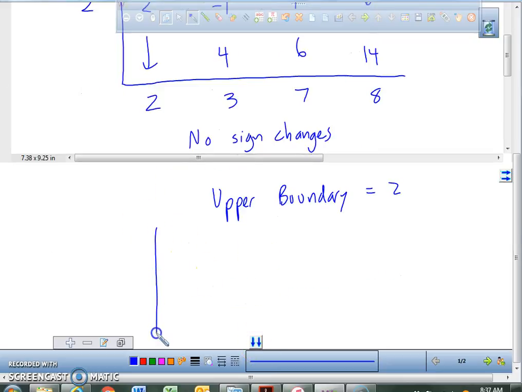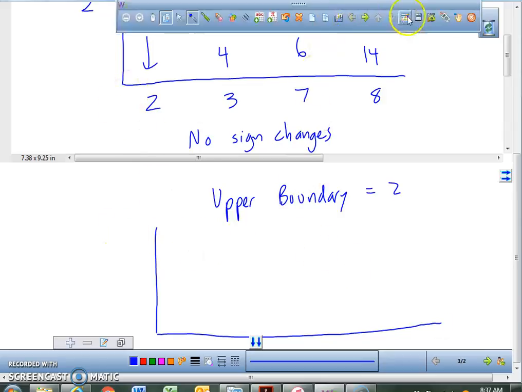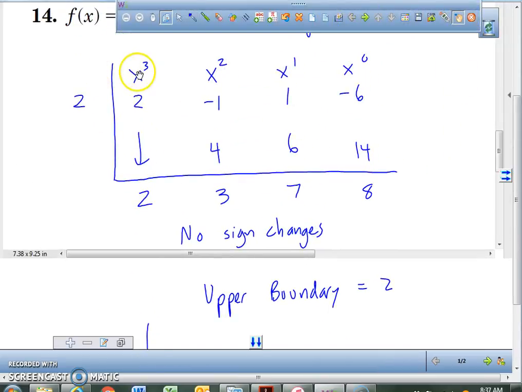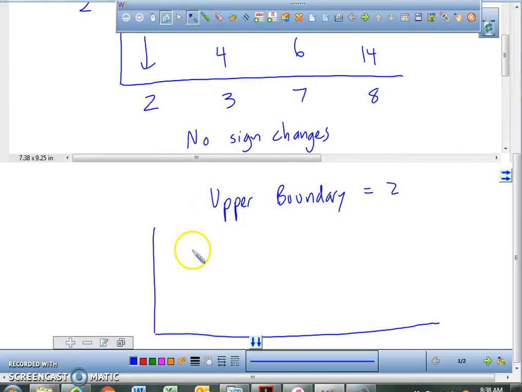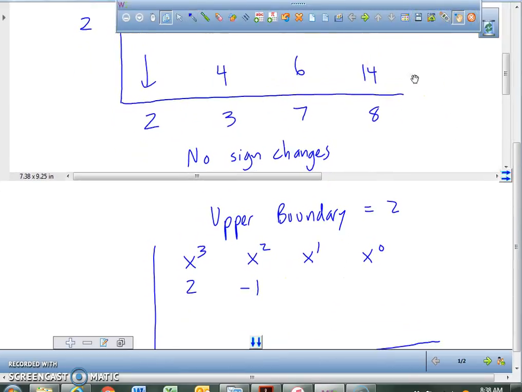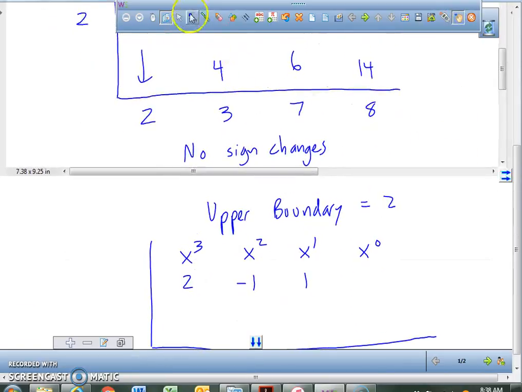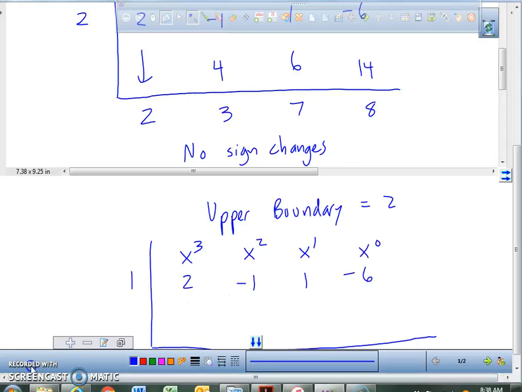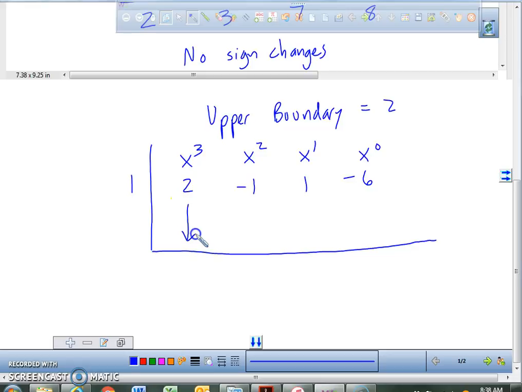Now, how do you know if you have a sign change? Let me show you where that sign change would happen. I'm going to do the exact same problem. In your journal, we're going to type in x to the third, x squared, x to the first, and x to the 0. Okay, these exact same numbers. I'm going to show you where you have a sign change, where you know that this is not the upper boundary.